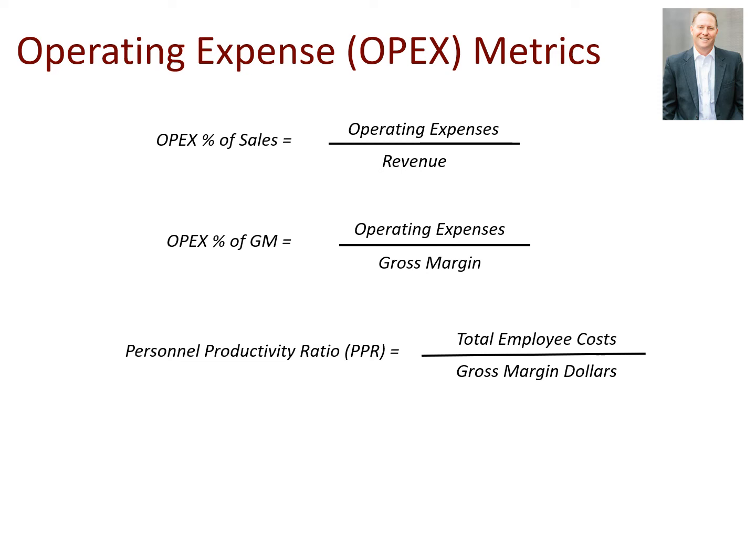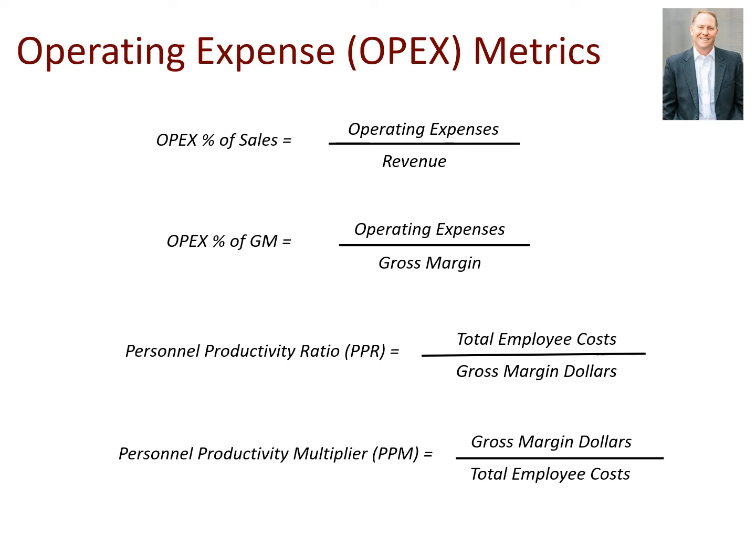The inverse of that is actually a little more interesting in my opinion to consider. So the PPR, personnel productivity ratio, is a really, really common metric in distribution, but I think the inverse really tells the story a little bit better. And we refer to that as our personnel productivity multiplier. And if you'll notice, it literally is just an inverse. Here we put gross margin dollars on the top and divide that by all total employee related expenses.